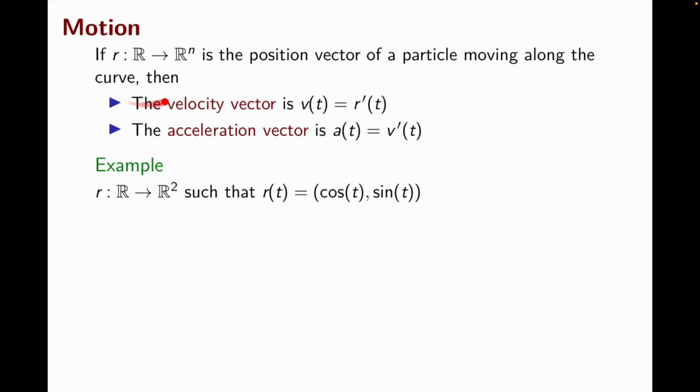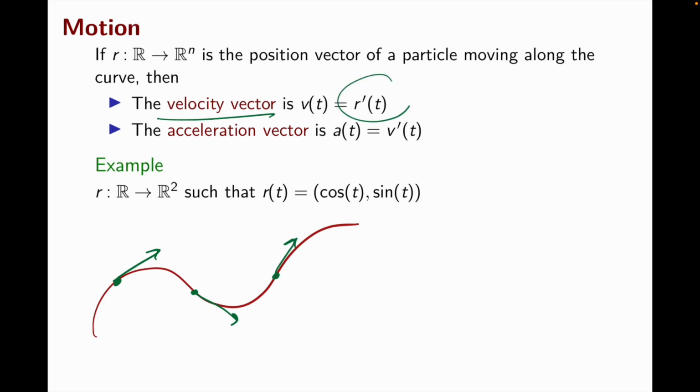If the vector valued function is the position vector of a particle moving along a curve, let's say moving along this curve, then the velocity vector is going to be a vector that at each point will associate the velocity, and is calculated as the derivative of the position.